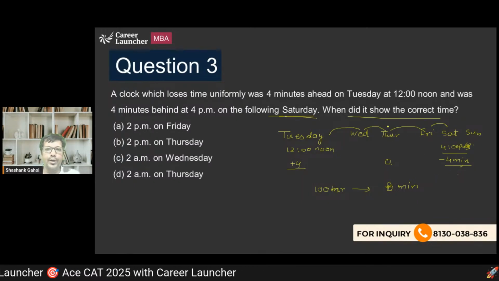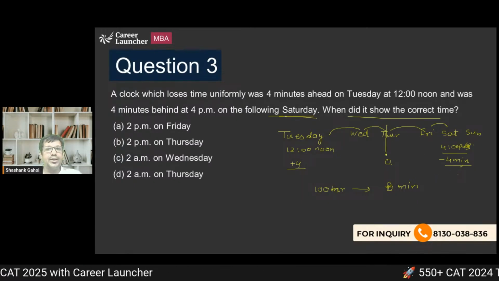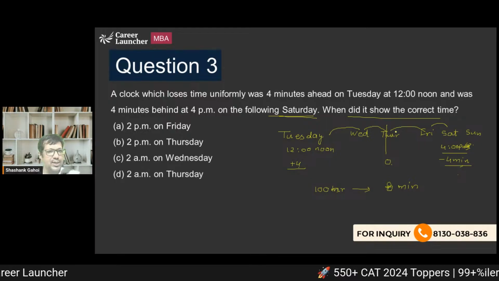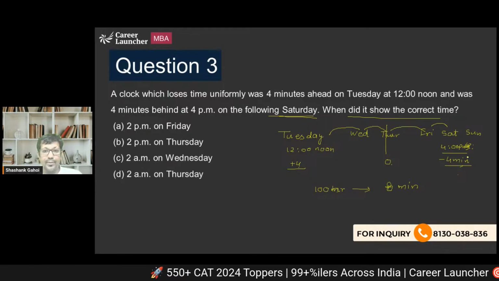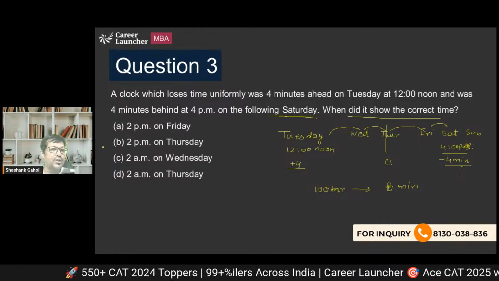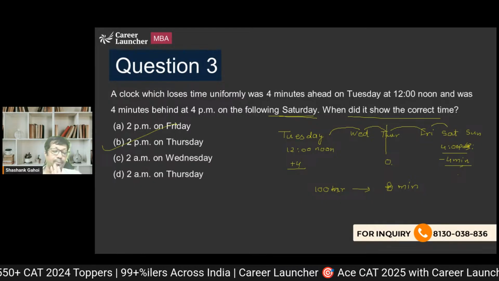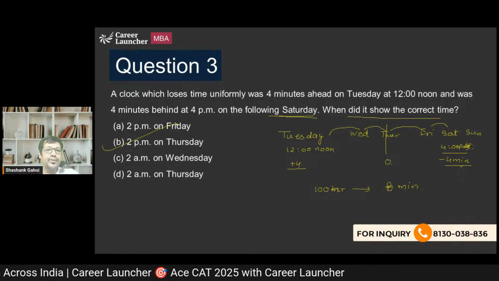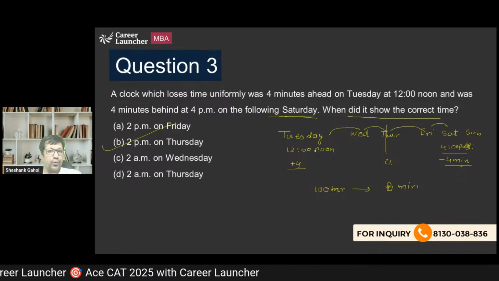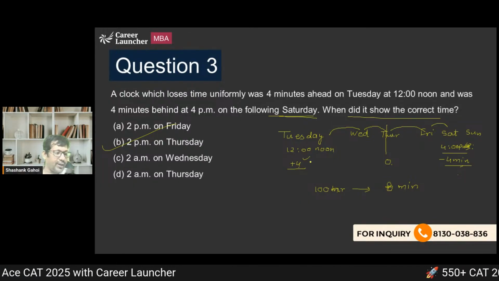When it would have happened, exactly in the middle, it would have happened on Thursday at 2. And because it is 4 p.m., it should be 2 p.m. So the answer to this question is directly going to be option B. You don't have to do anything. The answer is directly visible: on Tuesday, 12 noon, it was 4 minutes ahead.